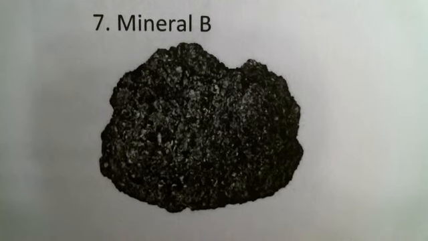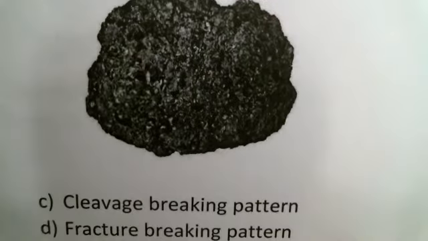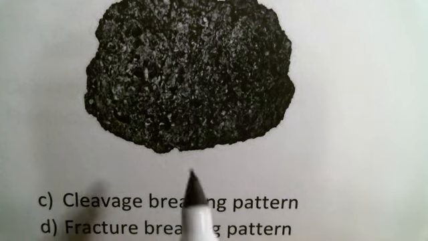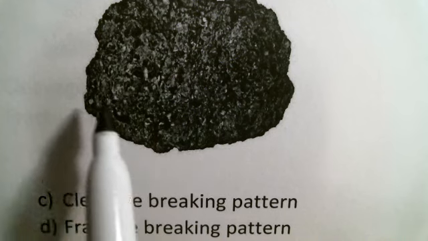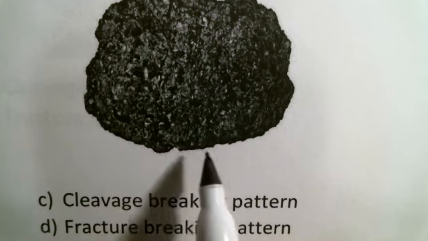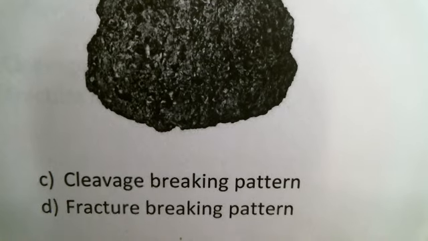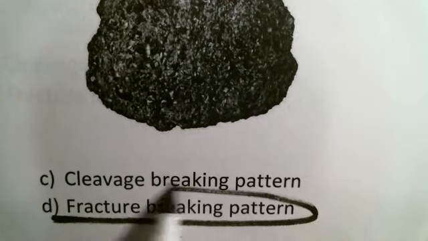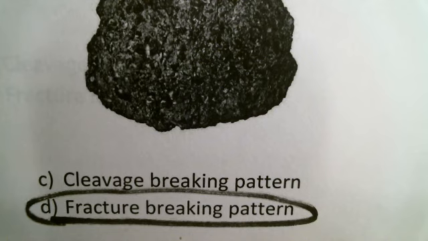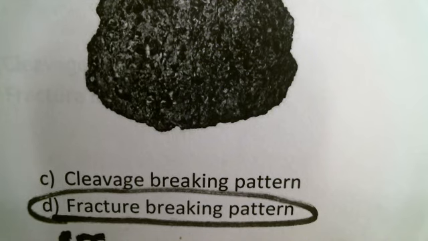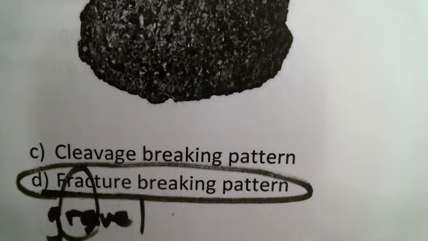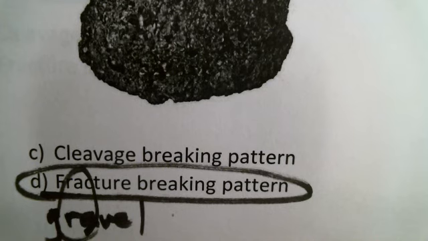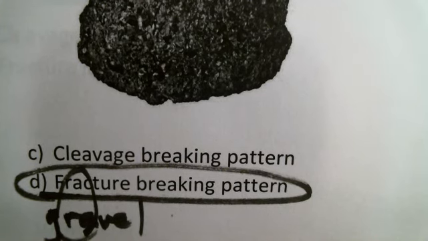Mineral B, unfortunately, is also numbered as 7. Is this cleavage or is it the fracture? From your photocopy photograph, I hope you can see that there are no flat surfaces. It's all jagged along the edges. It's like a piece of gravel, and so it's going to be a fracture breaking pattern. Perhaps you can remember that fracture and gravel both have the RA in the middle, and so if it looks like a piece of gravel, it's fracture breaking pattern.